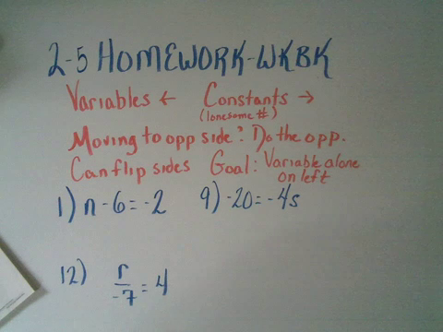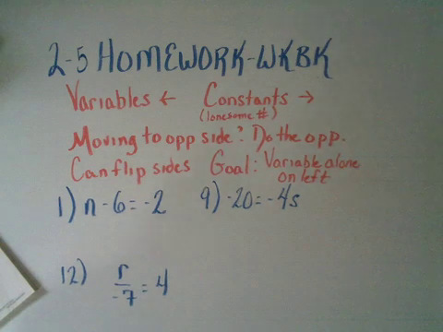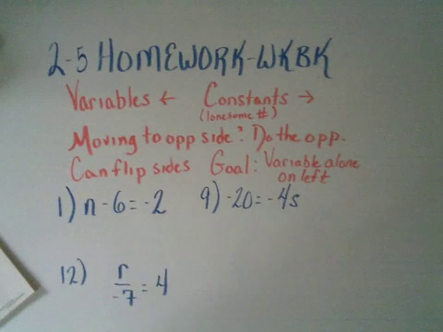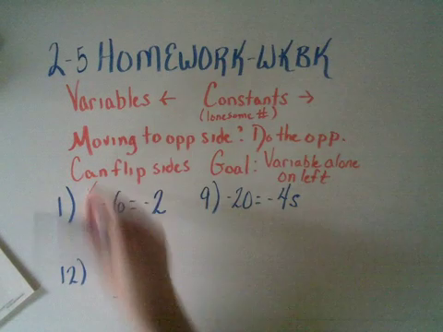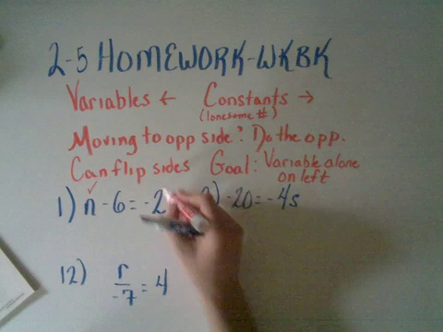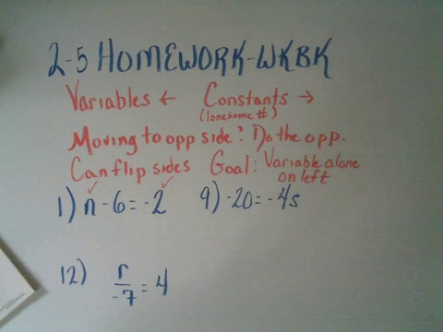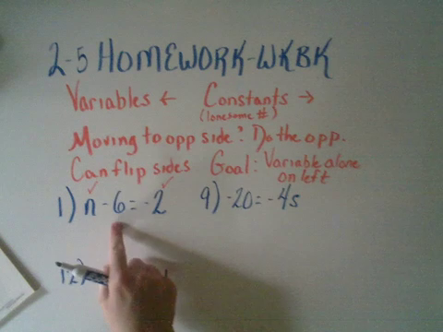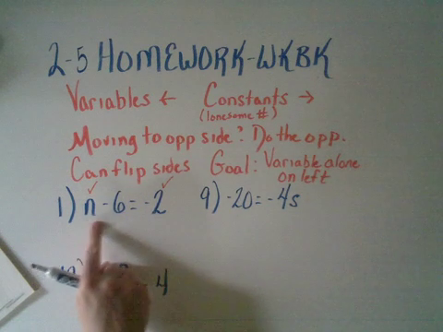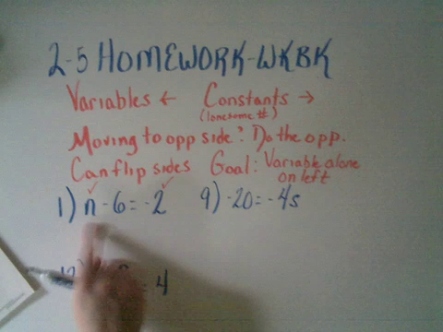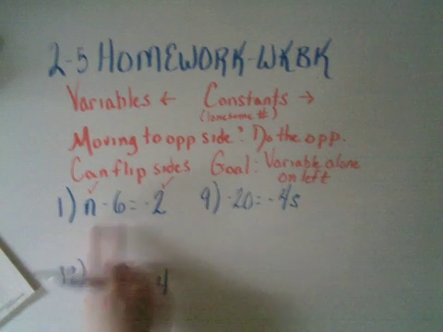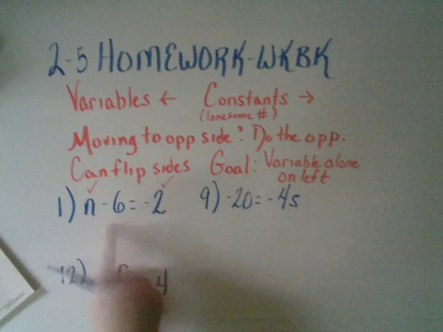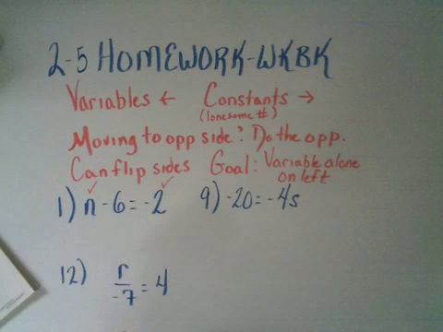N minus 6 equals negative 2. Now this has got some good things here. In number 1, we do have a variable on the left side, n, and we do also have a lonesome number on the right side, negative 2. What's not so good is this 6. Again, my goal is to solve for n, to get n by itself on the left side of the equal sign. So that means this 6 has got to travel over to the right side.